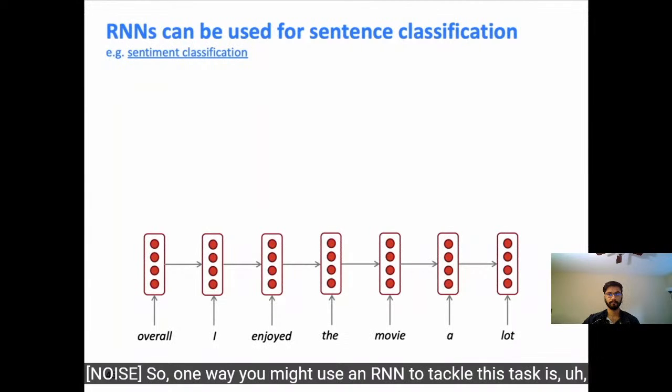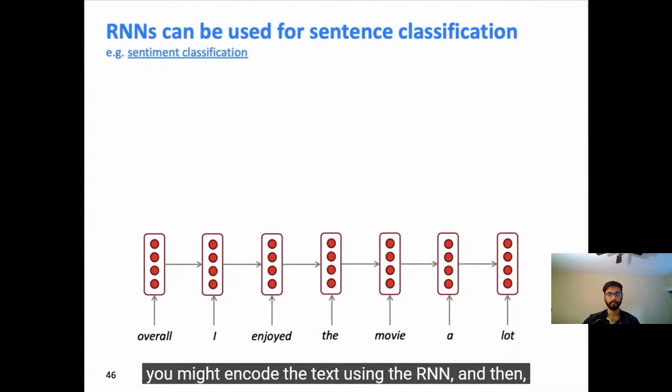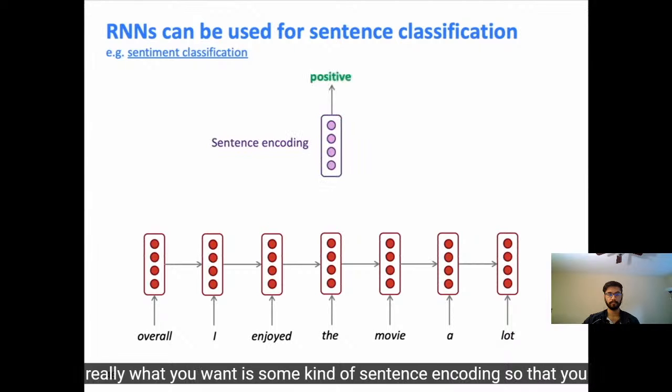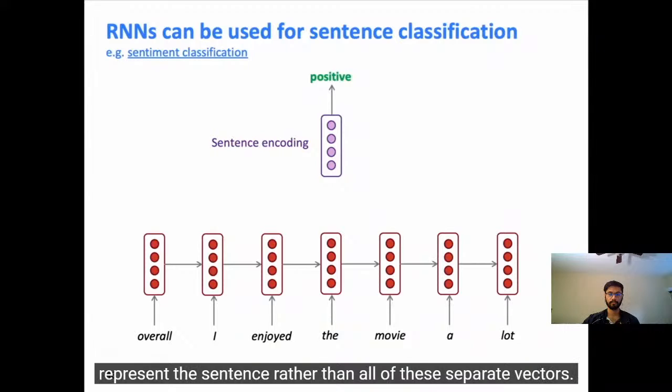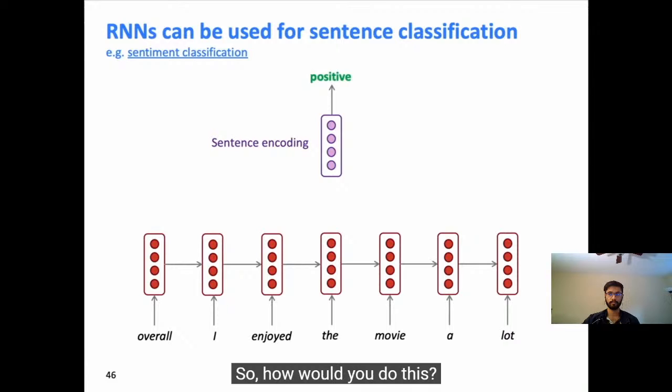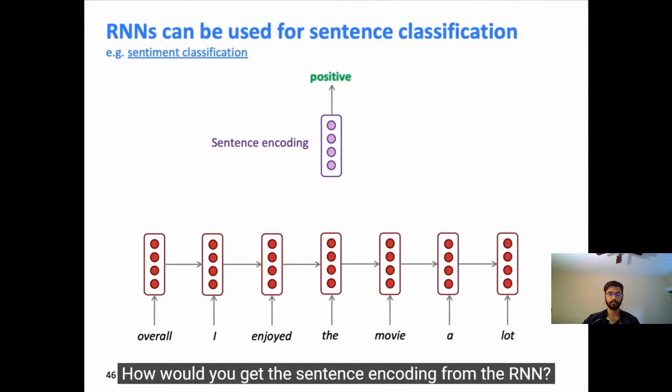So one way you might use an RNN to tackle this task is you might encode the text using the RNN, and then really what you want is some kind of sentence encoding so that you can output your label for the sentence, right? And it would be useful if you had a single vector to represent the sentence rather than all of these separate vectors. So how would you do this? How would you get the sentence encoding from the RNN?